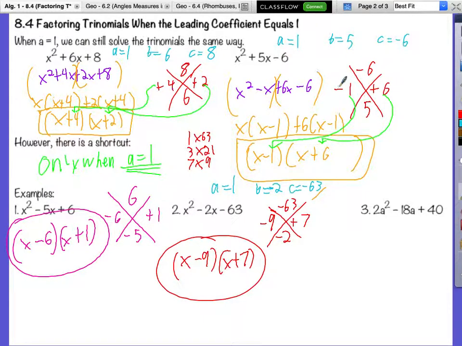Okay, so, well, we can't do the shortcut because it's a 2. GCF though. Oh, but do we have a GCF? Yeah, it's 2. So now what's A? 1. Woo! We love that. That means we can do our shortcut, right?